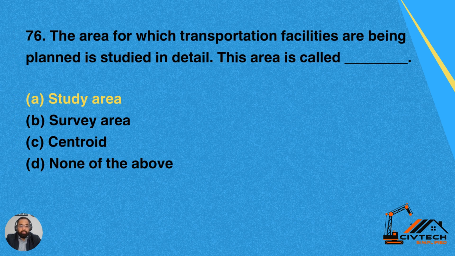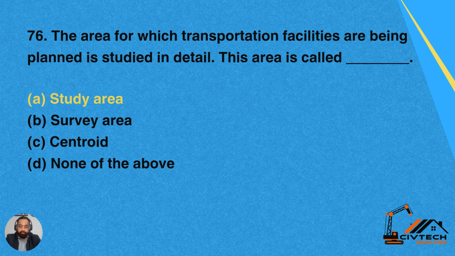Question number 76. The area for which transportation facilities are being planned is studied in detail. This area is called dash. Option A, study area. Option B, survey area. Option C, centroid. Option D, none of the above. The area for which transportation facilities are being planned and is being studied in detail is called the study area. A is the correct answer for this question.